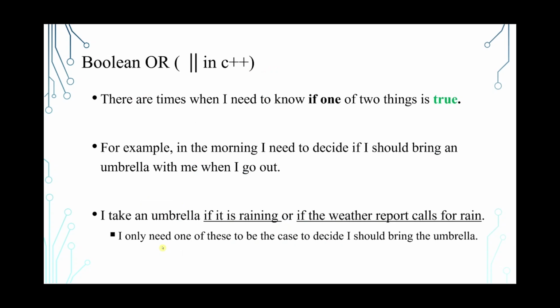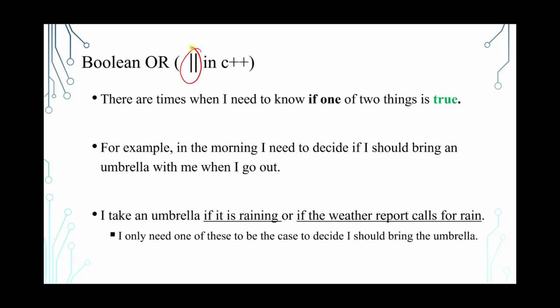So let's start with the Boolean or, the logical or, which again is represented by the double pipes in C++, and you can find that above the enter on your keyboard. You use shift and the backslash key on your keyboard.